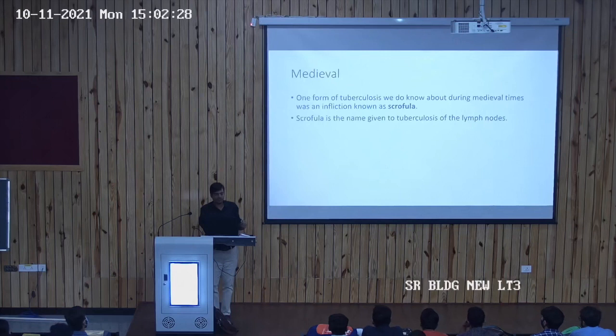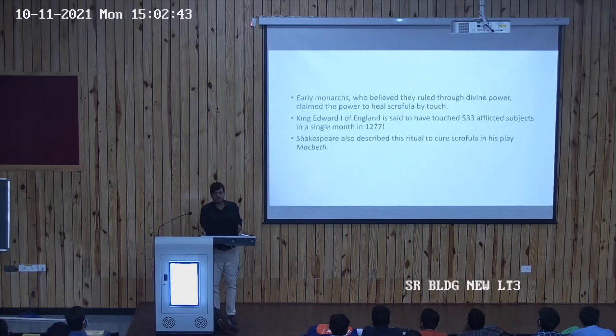In the medieval time, one form of tuberculosis we do know about was an infection known as scrofula. It's a skin disease. Scrofula is the name given to tuberculosis of the lymph node. Early monarchs who believed they ruled through divine power claimed the power to heal scrofula by touch. King Edward I of England is said to have touched 533 afflicted subjects in a single month in 1277. So you are curing tuberculosis by a touch. Shakespeare also described this ritual to cure scrofula in his play Macbeth.